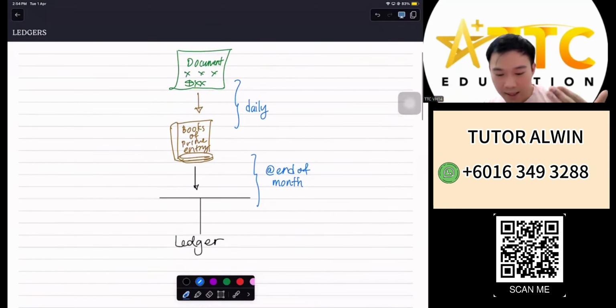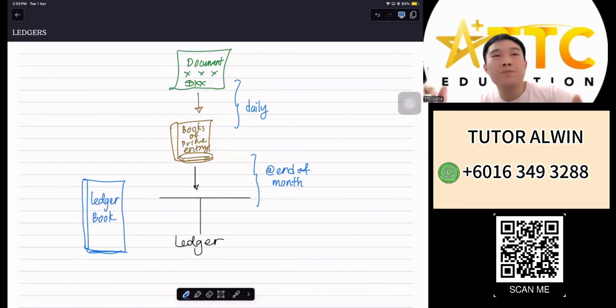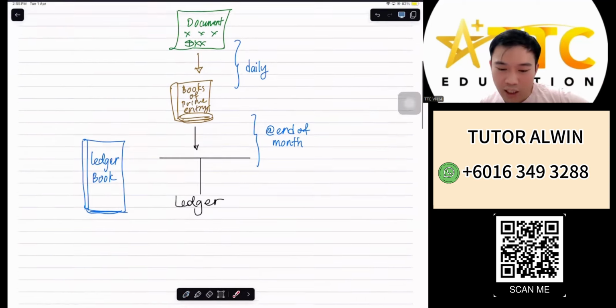With traditional methods, a ledger is also another book. This is the second book. It's normally a very long book. In the popular bookshops, you'll be seeing ledger books. So we have books of prime entry and we also have ledger books. Normally you do this at the end of the month where there will be an amount over here and an amount over there. So let's see what a ledger looks like.